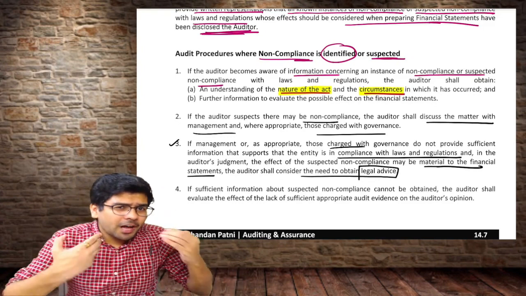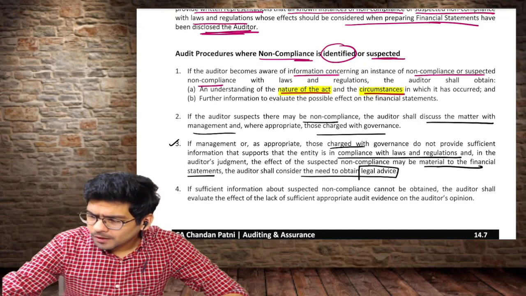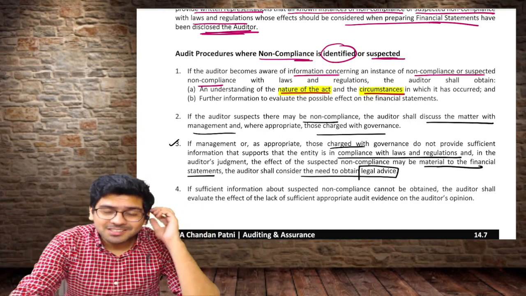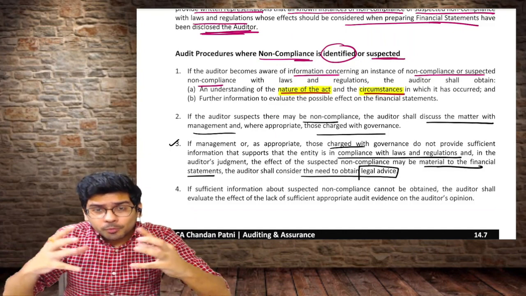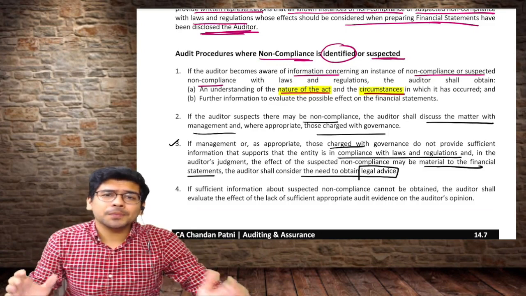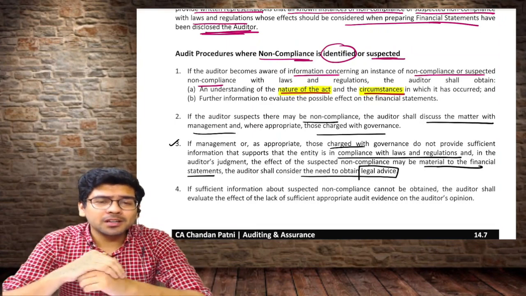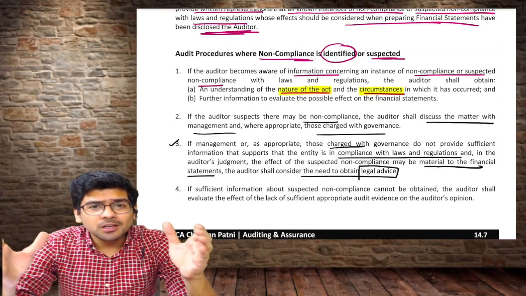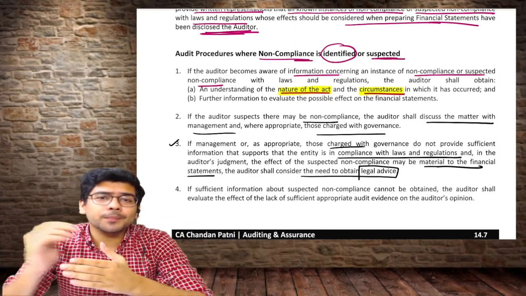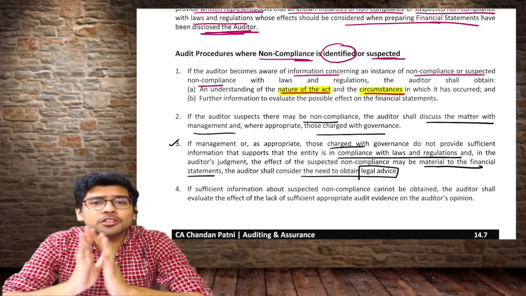Now, if I have a doubt about a particular non-compliance of a law, I'll discuss the matter with whom? TCWG and the management. And obviously when I discuss, what am I going to expect? I would be expecting that they are going to reply to me and engage in a healthy discussion. But let's say they do not give me adequate evidence and do not participate in the discussions, and as a result I don't get sufficient evidence of them complying with the laws. So in this case, what should be done? I am still in doubt, right? So I should obtain legal advice.